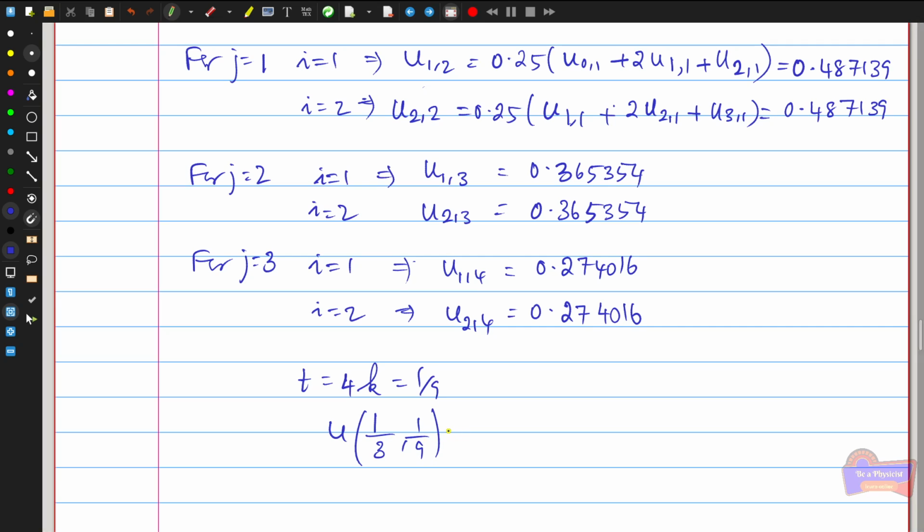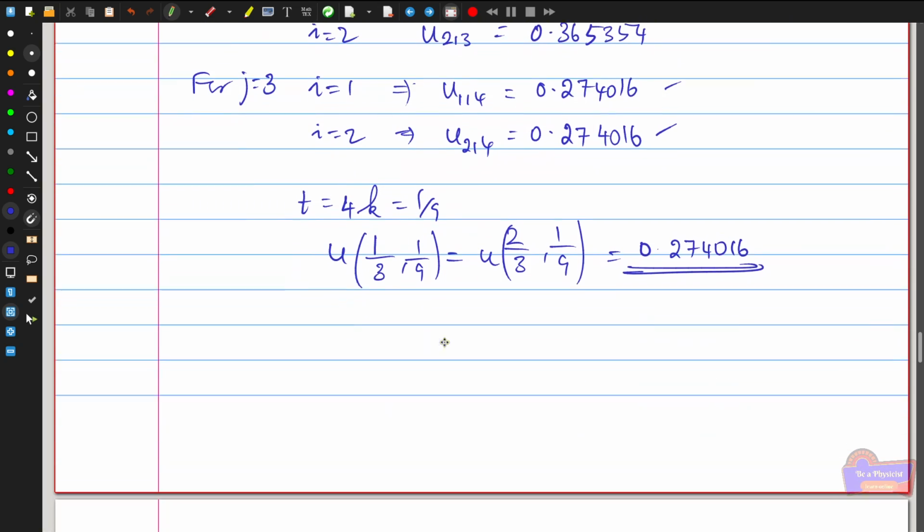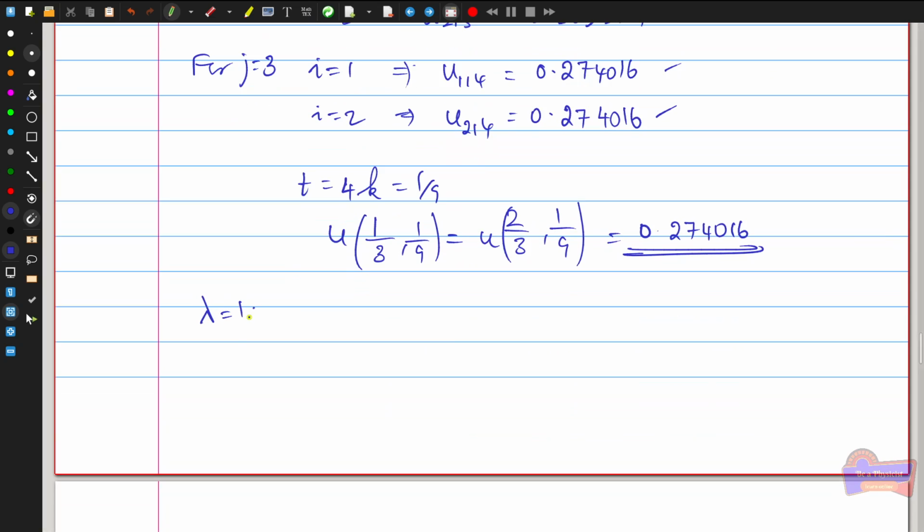Therefore the numerical solution at x equal to 1 by 3 and 2 by 3, with t equal to 1 by 9, is u of 1 by 3 comma 1 by 9 and u of 2 by 3 comma 1 by 9, because both the values are equal, which is equal to 0.274016. Okay. So in a similar way, you can do it for lambda equal to 1 by 6.